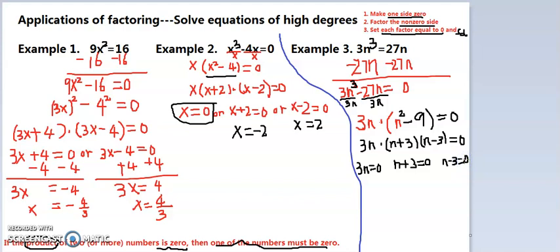So in the first one, 3n equals 0. We can divide both sides by 3. So we get n equals 0 divided by 3, which is still 0. The second one, we subtract 3 from both sides. We get n equals negative 3. The third one, we add 3 to both sides. We get n equals positive 3. So there are three solutions. So usually a quick check is if the highest exponent is 3, then we should have 3 solutions. If the highest exponent is 2, we have 2 solutions.